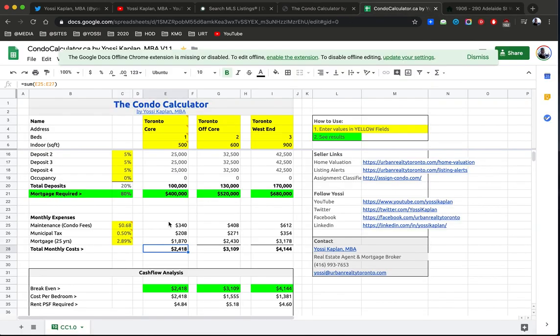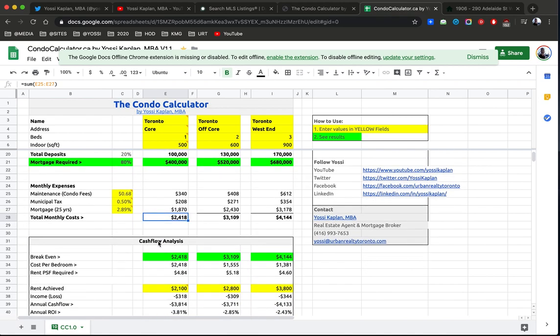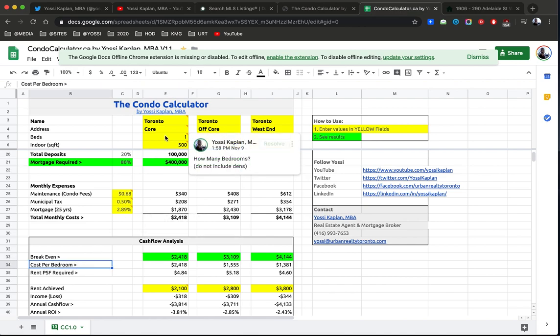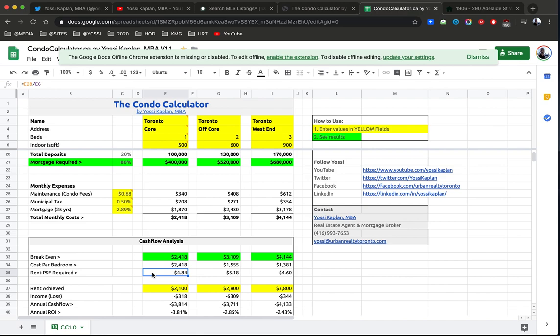So I go back to my calculator here. So $2,418 a month, that is the cost I'm going to need. That is my break-even cost. So when I go to the cash flow analysis, look at the break-even cost, $2,418. The cost per bedroom, because I only have one bedroom here, it's the same cost. And the rent PSF required, $4.84 a square foot for rent. And how I came up with that, I simply took the $2,418, divide by 500, and that's where you get to this number. You can see it up here in the formula. Okay, let's escape.